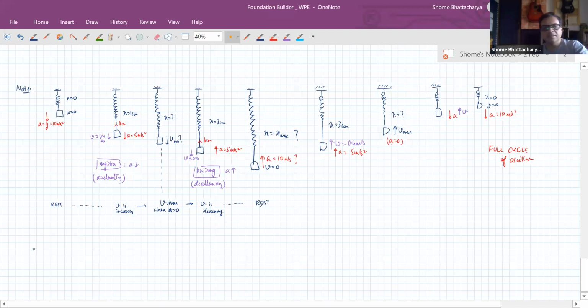Okay. So now the next thing we need to do here is find out the maximum extension of the spring and the maximum speed of the block. So we're coming to that next, but first understand this series.